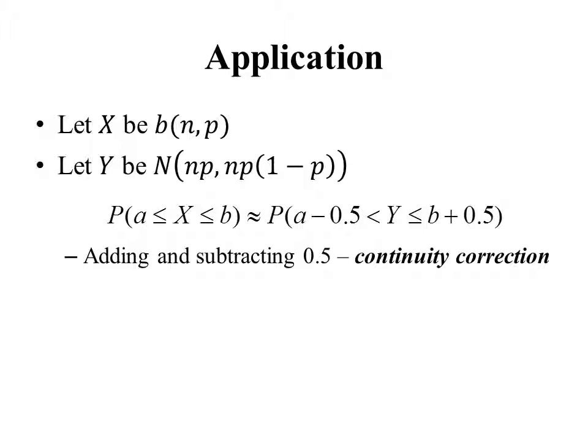The reason it's called that is because X is discrete, whereas Y is a continuous random variable. And so when we go from a discrete random variable over to a continuous random variable, we have to make a little correction there. That's done by adding and subtracting a half to those limits inside of this probability.